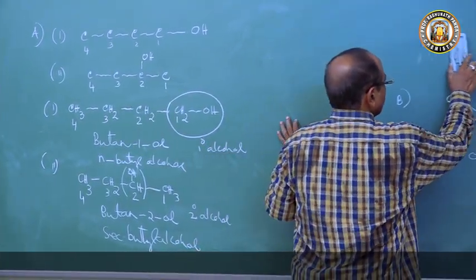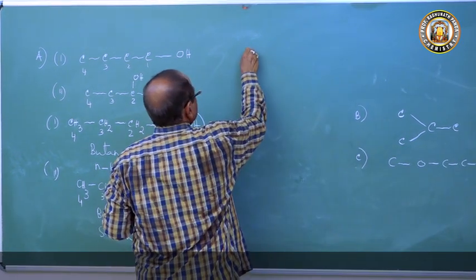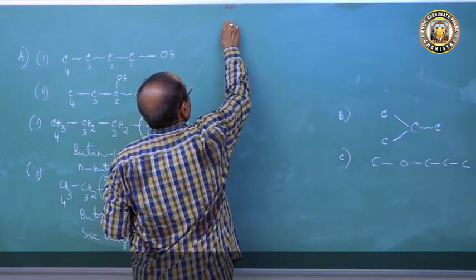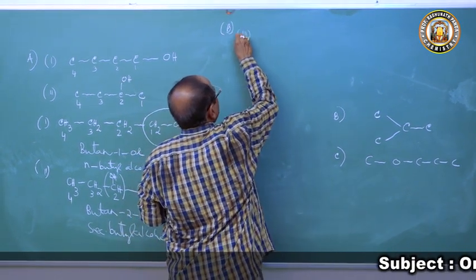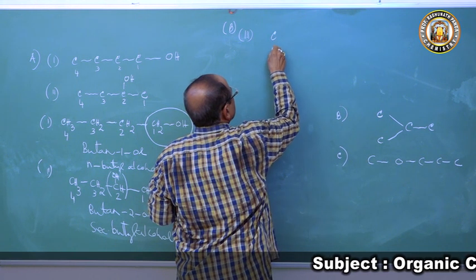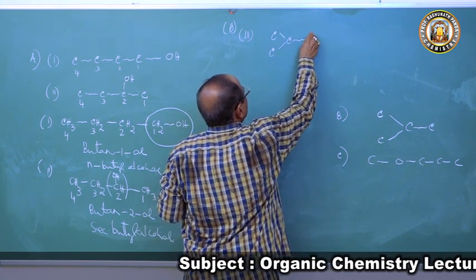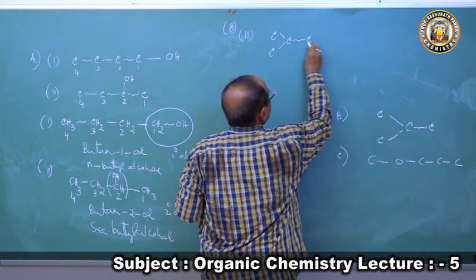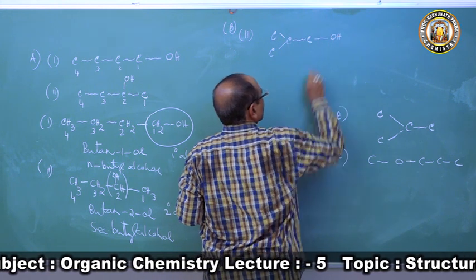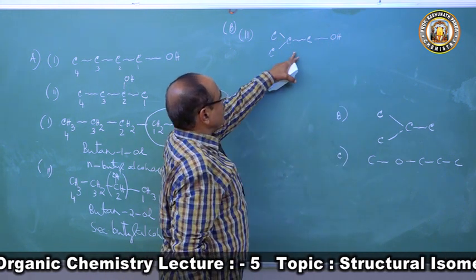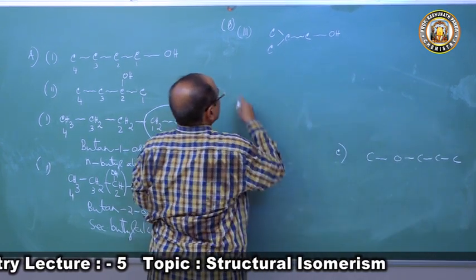Now we have written this. Now we will come to the chain B. In the B chain we will write the third structure. So we can write C, C, C, C, 1, 2, 3, 4. We can write the OH group at 1 carbon atom and satisfy the tetravalency of carbon. So what will this be?